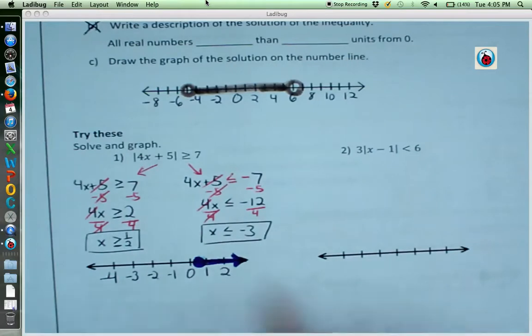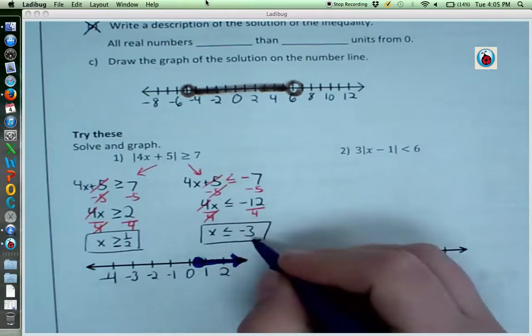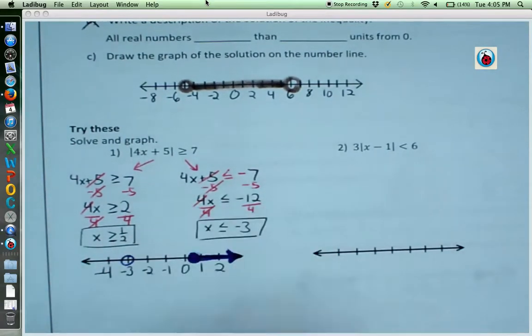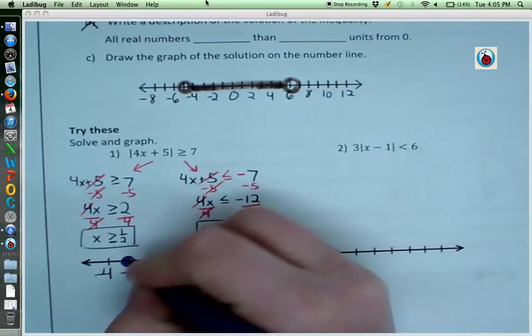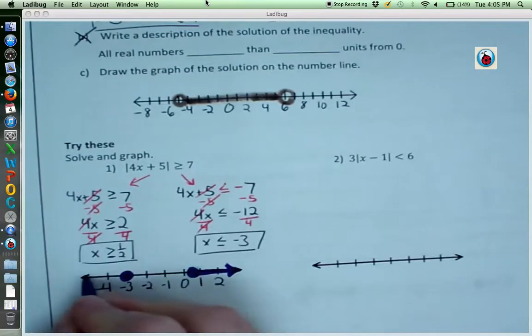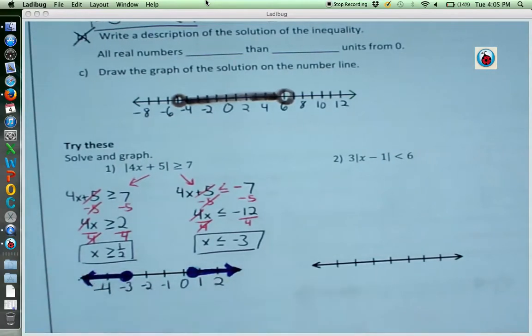All right, back to x is less than or equal to -3. I'm going to put a circle at -3. I'm going to make it a closed circle because of the or equal to part. And I'm going to shade everything less than -3. So everything like -4, -5, everything to the left of -3. And there's the graph of my solution.